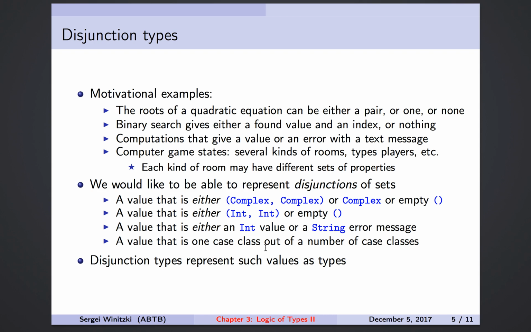Another example, suppose you run a binary search and look for a value. Now you might find the value, or you might not find it. So it is convenient if you could return something that could be a value and an index, or absence of value and index. It would be convenient if you could return this as some kind of type.